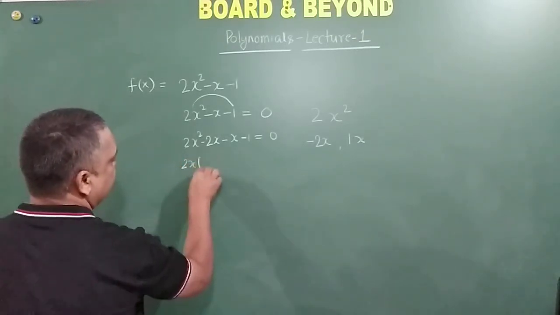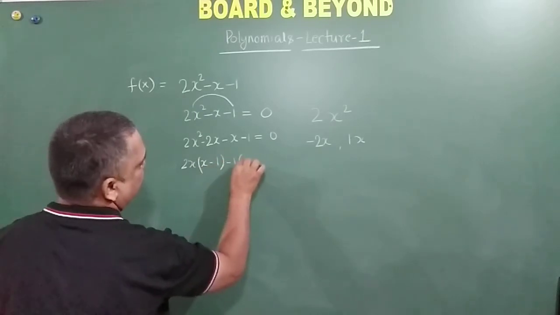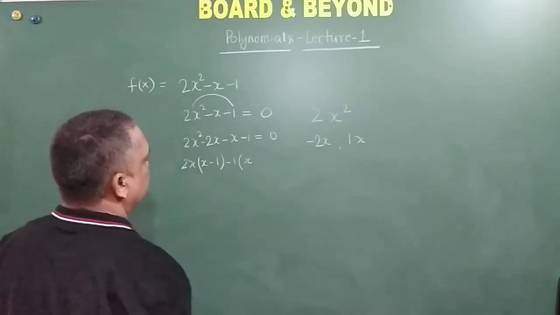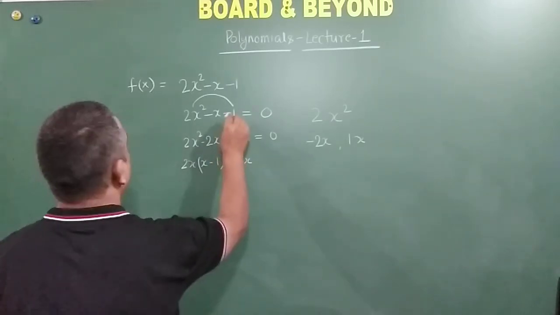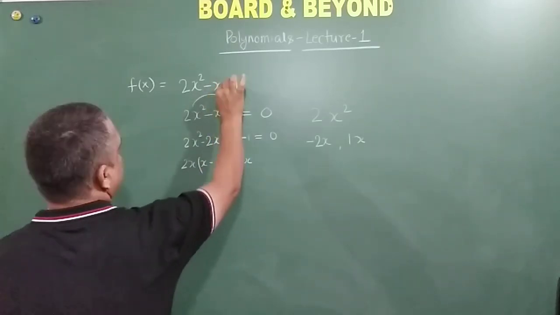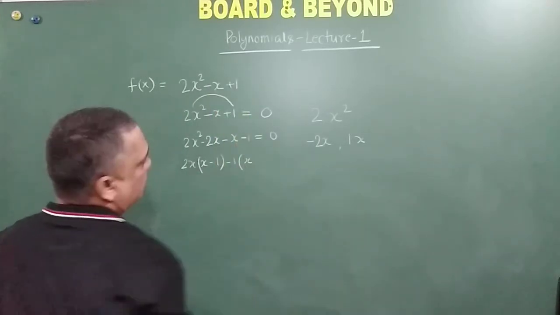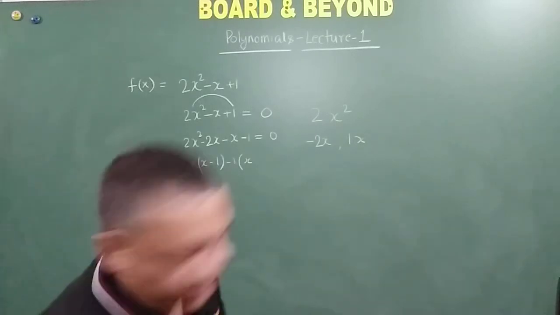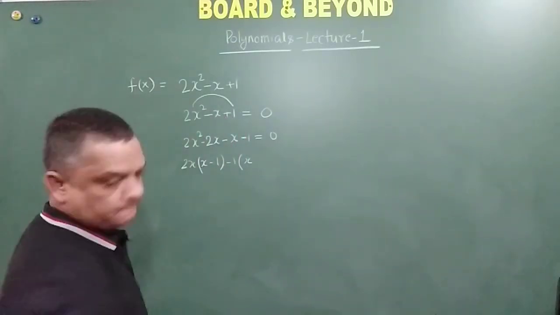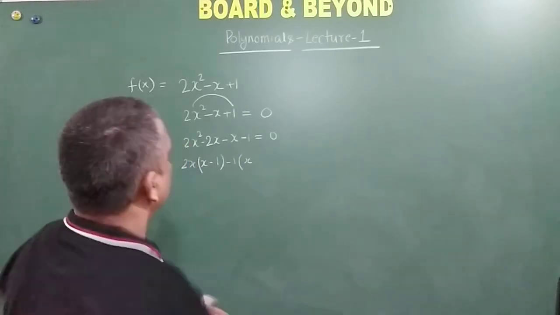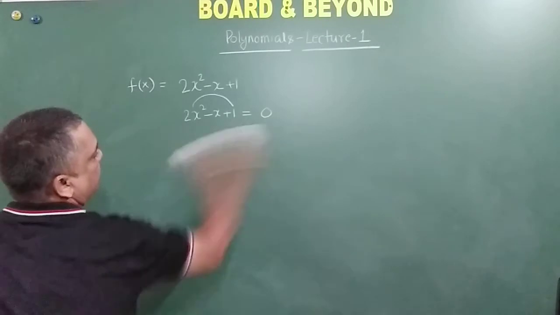Taking 2x common here, x minus 1. Taking minus 1 common here. Sorry friends, this would be plus 1. I'm so sorry, this would be plus 1. So the factors also will change. Let me do it.